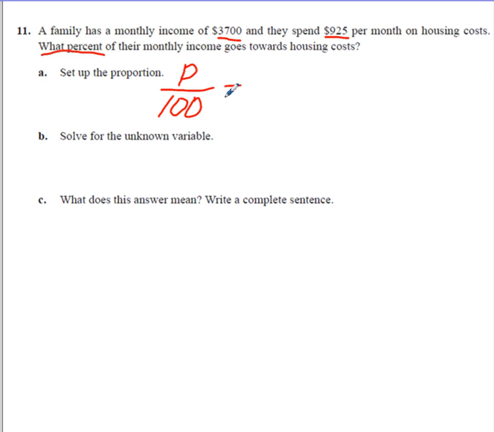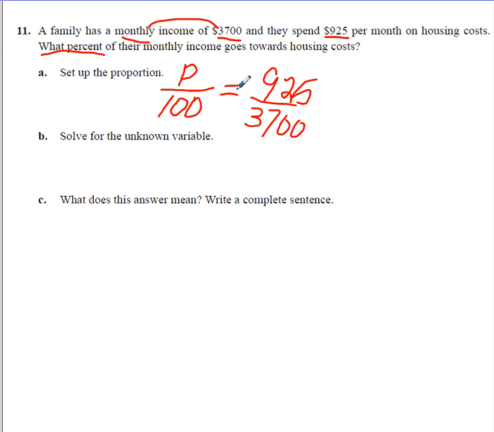equals, and then we have to figure out which is the part for the housing costs and which is the total. And so the monthly income tells us the total is our 3,700, so that's going to be our bottom number, or our B value for base. And so that 925 is the part of the whole that we're concerned with. So the part, again, is those housing costs.